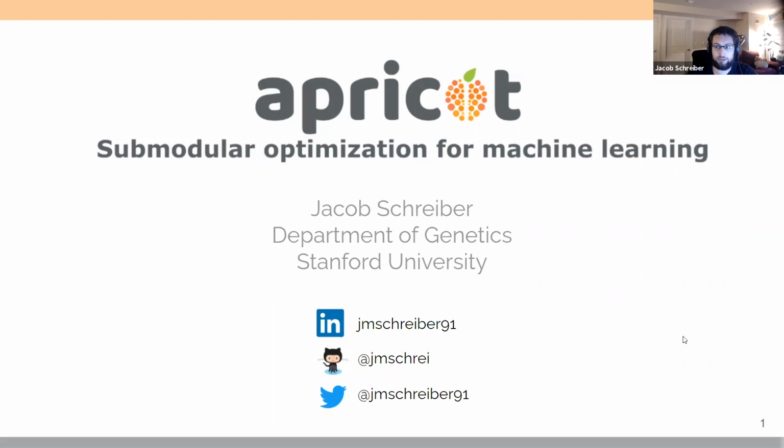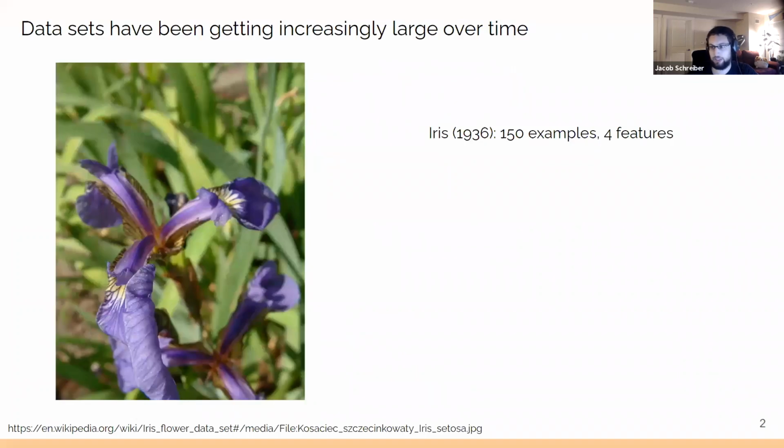One of my motivations for creating this package is because data sets have been getting increasingly large over time. Back in the good old days of 1936, someone collected this data set that had 4 measurements of 150 different iris flowers. This was great because it was used as a toy data set for a long time because most statistical and machine learning methods could be run almost instantaneously on it. So you're able to develop and iterate very quickly.